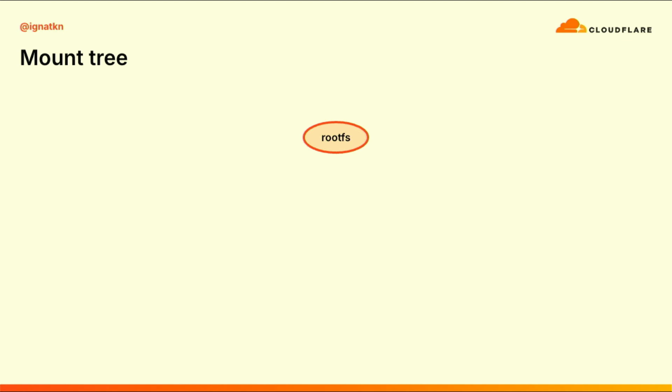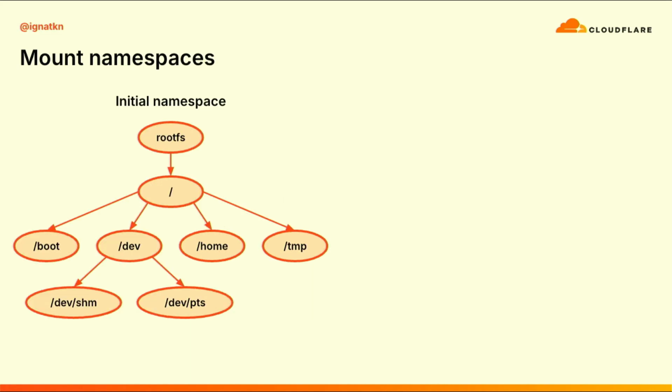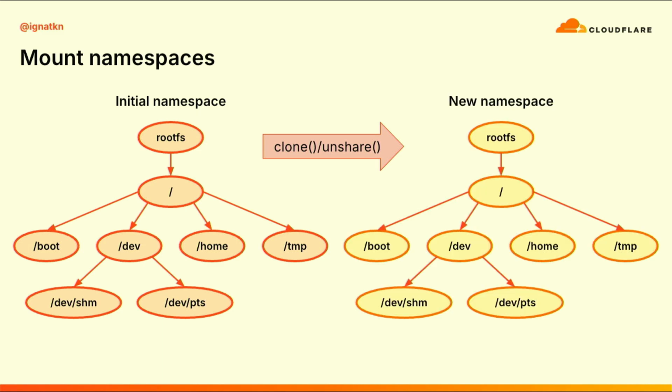When you have a Linux system, you have your root file system, usually mounted at /, and then you can mount other file systems at different file paths. This constitutes your mount tree. Now, with mount namespaces, and by the way, namespaces in Linux are created by the clone or unshare system call, when you create a mount namespace, you get a copy of your mount tree. But why would you need that?